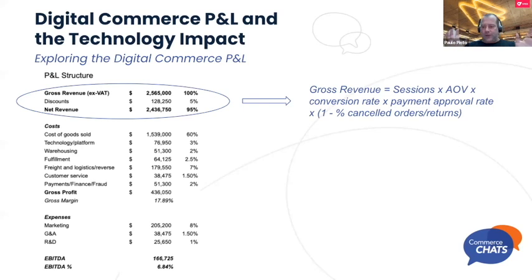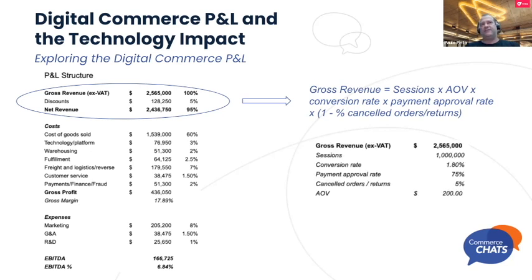So talking about digital commerce, if I have just a regular store, everything I'm selling there is my revenue. When we talk about digital commerce, we can deep dive into the revenue piece. So the revenue is basically the number of sessions you have times your average order value times your conversion rate. And then you also multiply by the payment approval rate if your conversion rate is not considering the payment approval. And then you also need to take into account your canceled orders and returns.